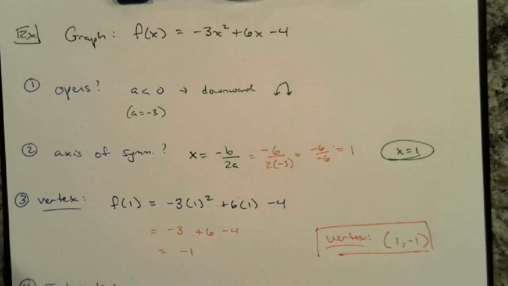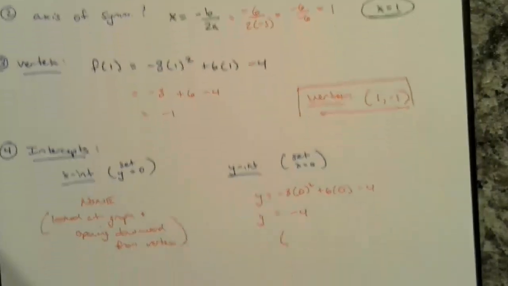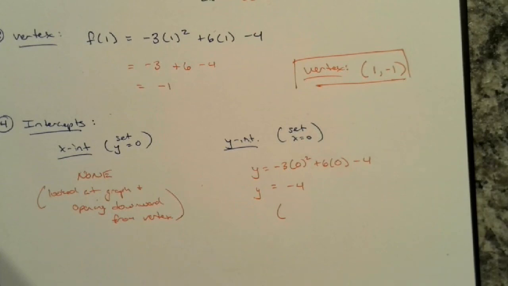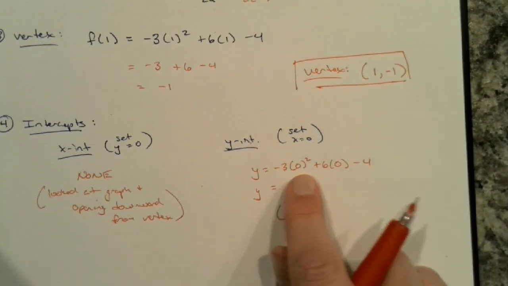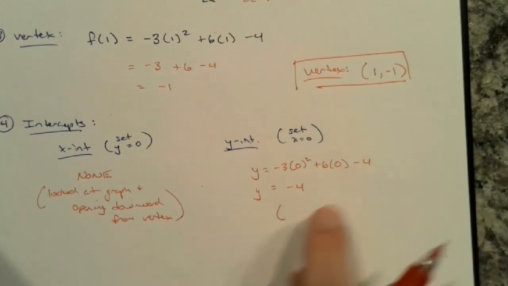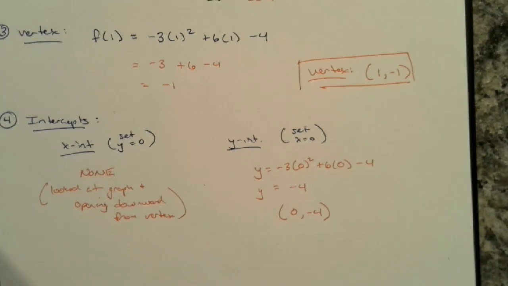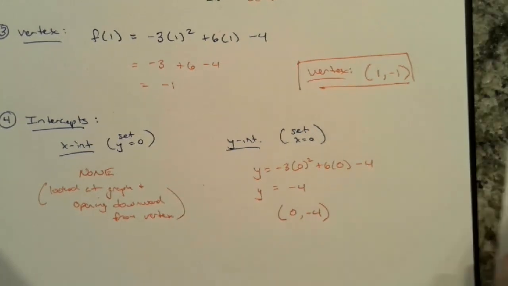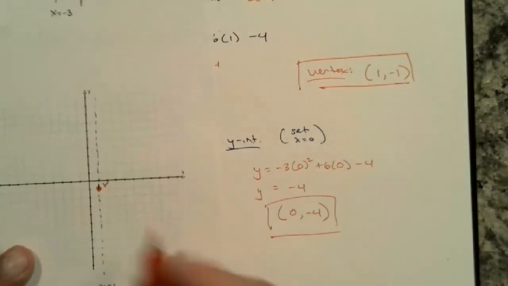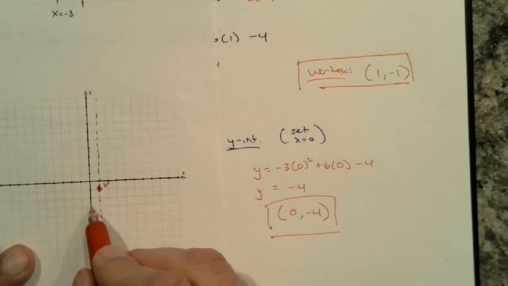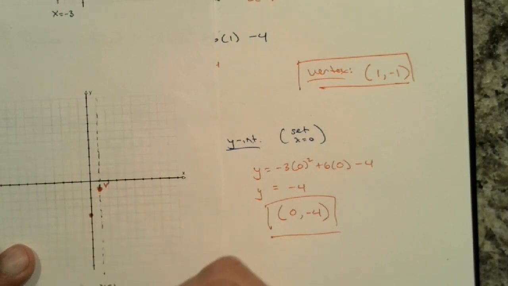As an ordered pair, you would want to write this. I'm substituting it in here. Negative 3 times 0 squared plus 6 times 0 minus 4 just gives us negative 4 because these all cancel to 0. As an ordered pair, this is 0, negative 4. So we can plot that on our graph right now. We know the y-intercept is at 0, negative 4. So 0, negative 4: 1, 2, 3, 4, it would be there.